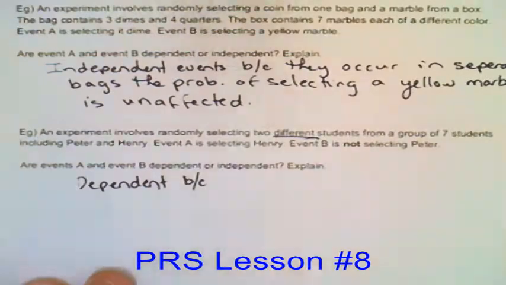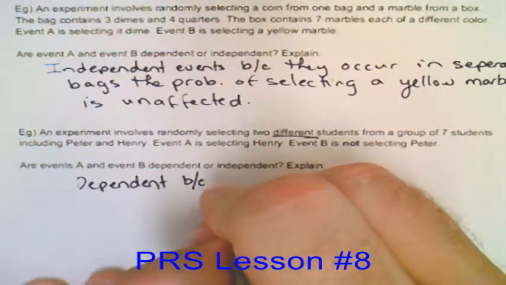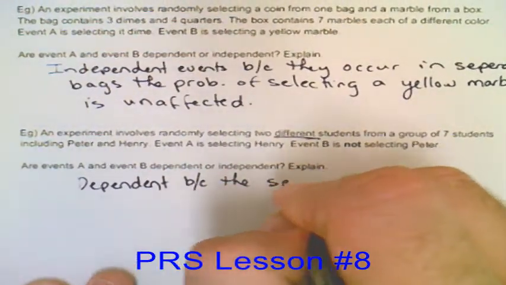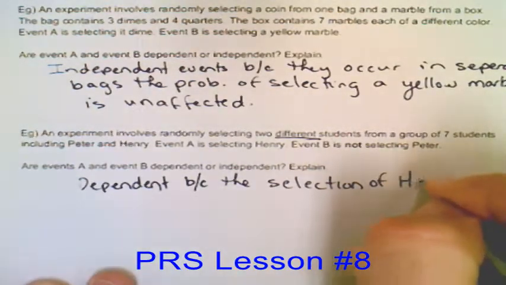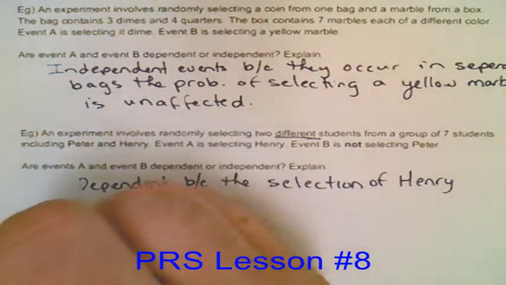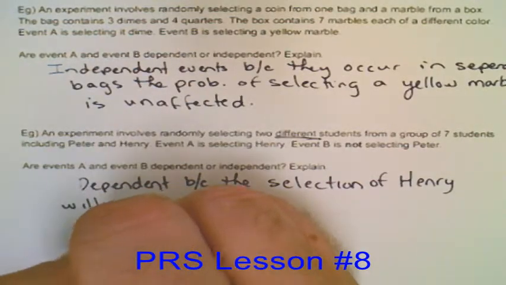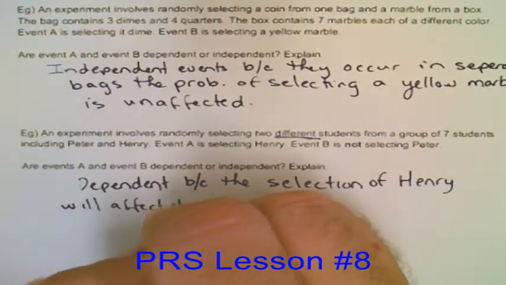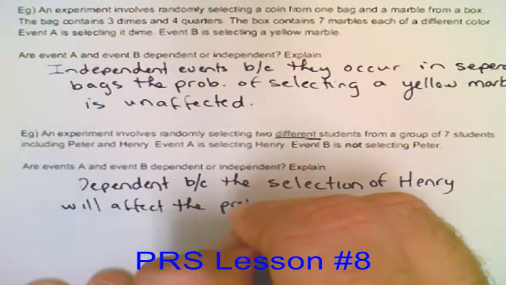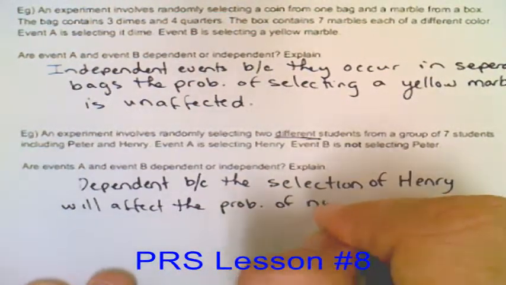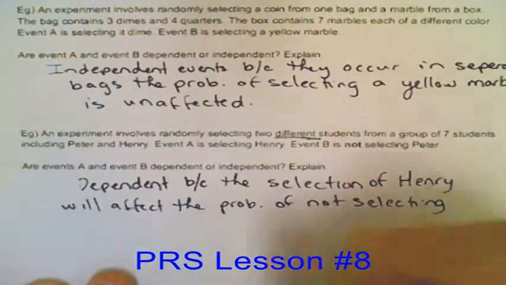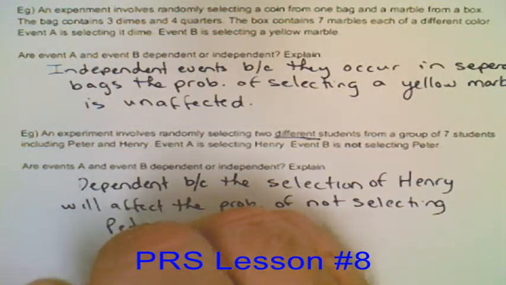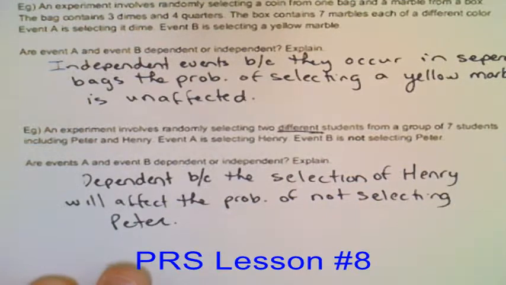Are these dependent or independent? These are dependent, and it's because the selection of Henry will affect the probability of not selecting Peter later on.